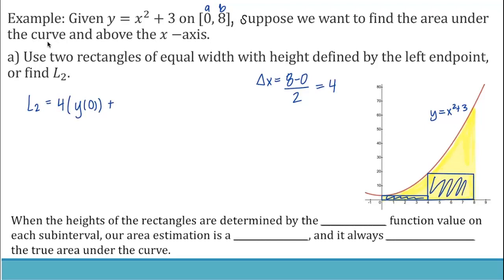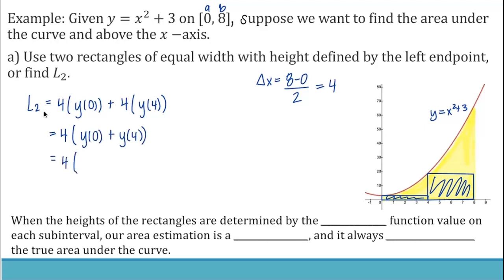So I want to find the area of that next rectangle, which has, again, a width of 4, but this time the height is found by substituting 4 into the function. So we can't really, again, eyeball it here from the graph, so we would calculate it by plugging 4 into y, so y of 4. All right, well, notice that both of these have in common that factor of 4. So we can factor the 4 out, and we're doing 4 times y of 0 plus y of 4.